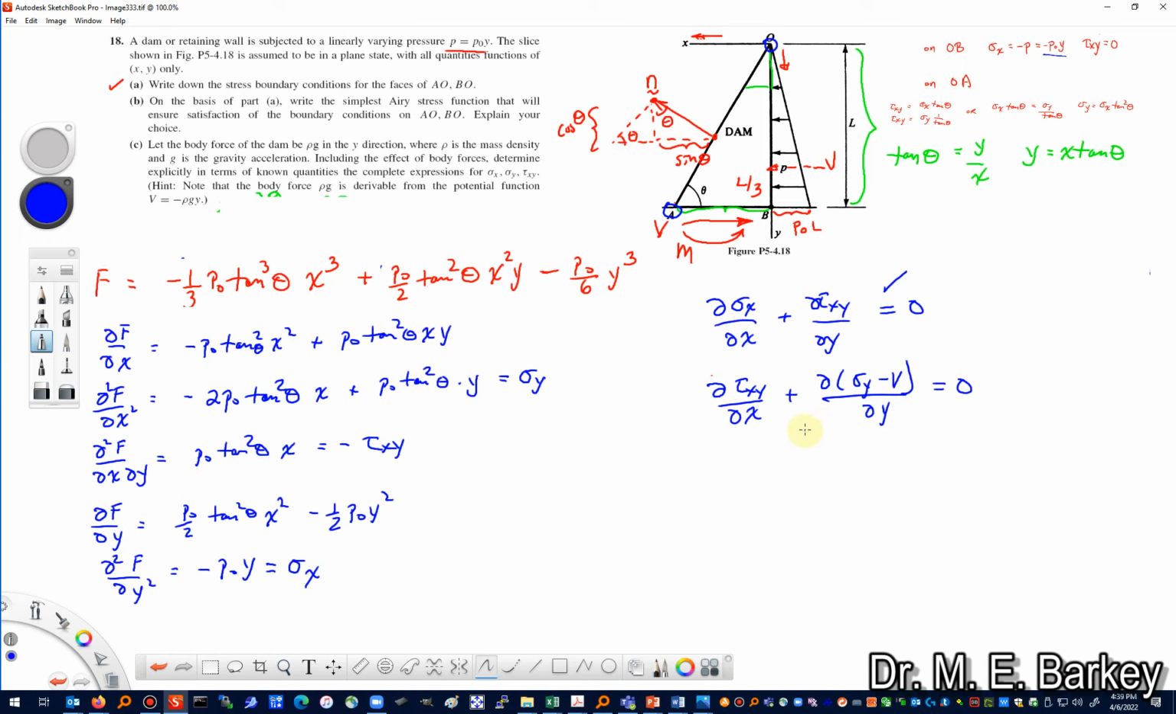Now the partial derivative of tau xy with respect to x is going to be p naught tangent squared theta, and then we're going to have this term here. That'll be the partial derivative of sigma x minus v with respect to y, and we need to ensure that is equal to 0. And in fact, it's actually a minus sign right here because this is negative.